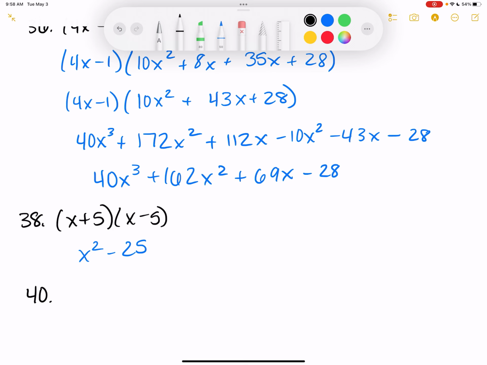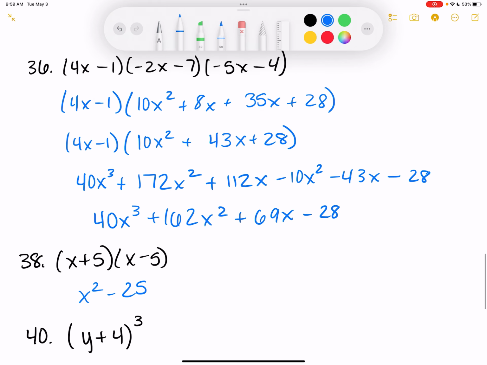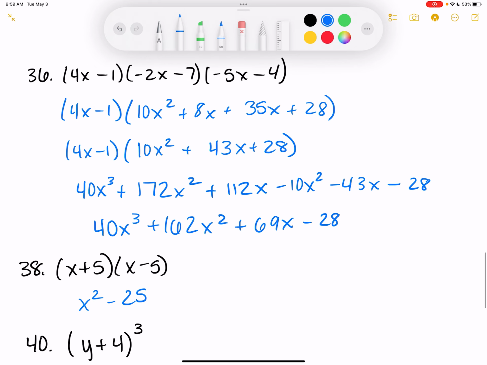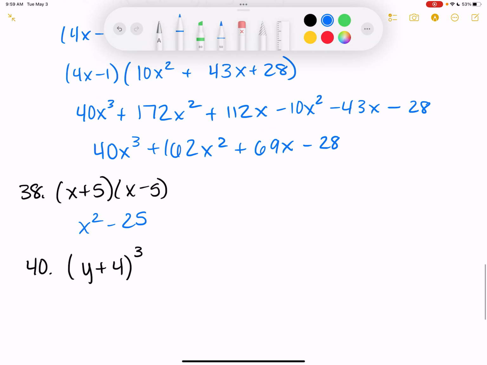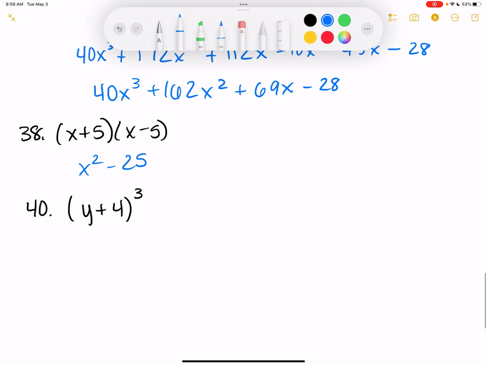All right. 40: y plus 4 cubed. Okay, this is the special type that I gave you at the beginning. It's something being cubed, so this is a cube of a binomial. It's the first type, so it follows a pattern. If you forget the pattern, you could do it just like you did 36, but if you know the pattern, rather than 4 lines of writing, do 1 or 2 max.